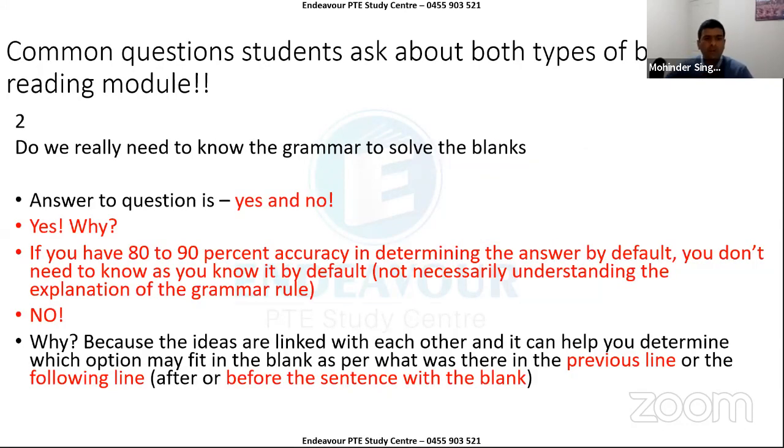Okay, next one is, do we really need to know the grammar to solve blanks? I would say yes and no. I'm going to explain why yes, but no for some people. For example, if you had started learning English from year one, or your whole schooling was in English, that means you're using English as well as a native speaker. In that case, you understand everything you're reading. So you actually understand the writer's purpose, and then you can pick the right blank easily. This is the case with most people.